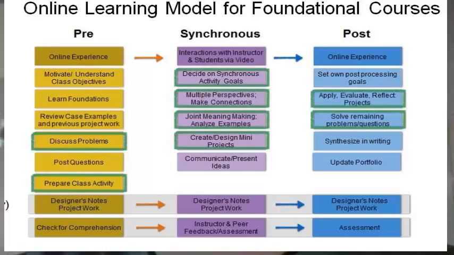rather than practicing existing ones, is that we think of a unit, could be a week, could be longer, as having a pre-phase, preparation phase, a synchronous phase, and then a post phase. And in the preparation phase, you set up what is necessary to be then discussed synchronously, and in the post phase, you review and consolidate.